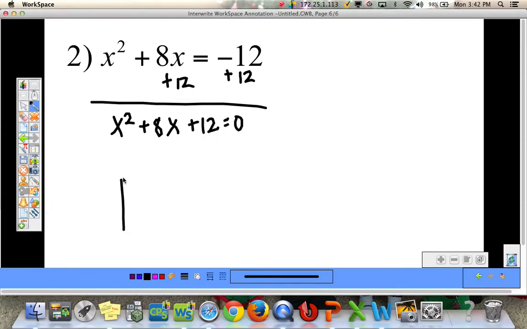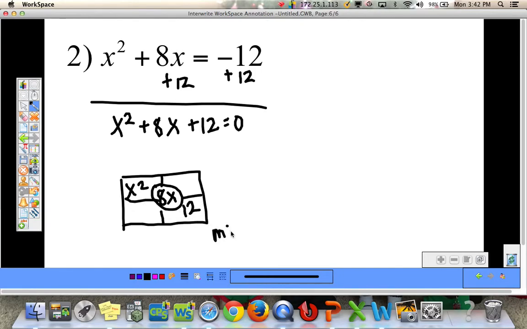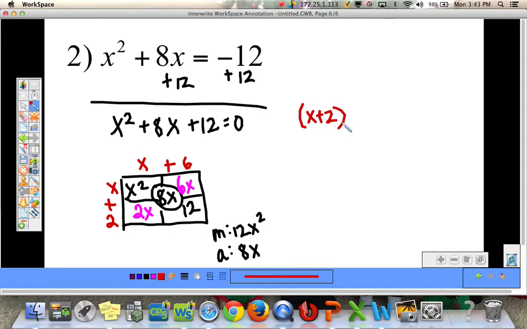Our next step is we're going to factor. We can use the box and circle. We have x squared, 8x, and 12. So what multiplies to 12x squared that adds to 8x? And the answer would be 6x and 2x. So we factor that, we'll get x plus 6 and x plus 2. And here's our factored form.